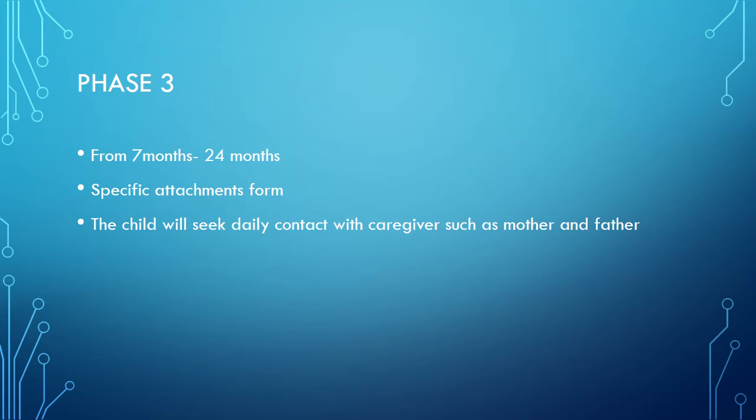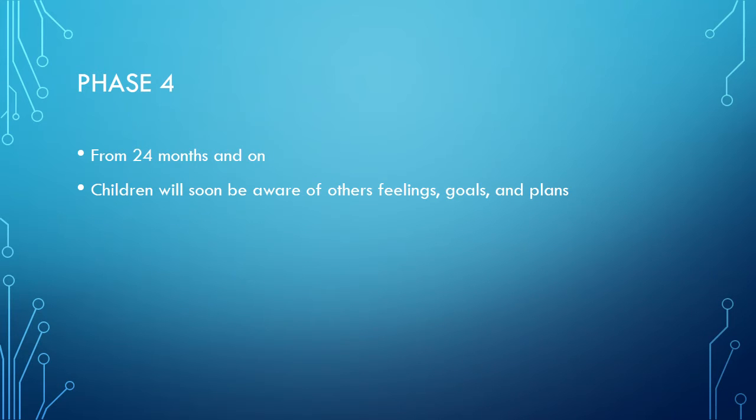Phase 3. From 7 months to 24 months. Specific attachments form. The child will seek daily contact with caregiver, such as mother and father. Phase 4. From 24 months and on, children will soon be aware of others' feelings, goals, and plans.